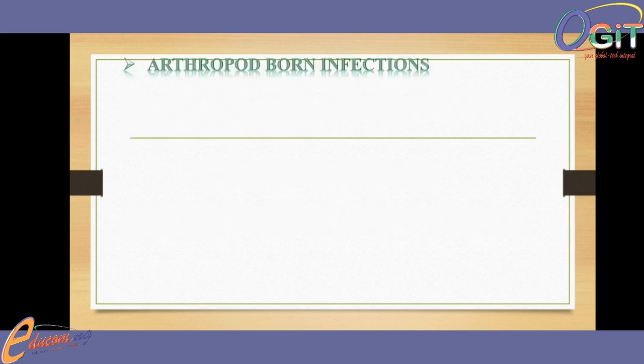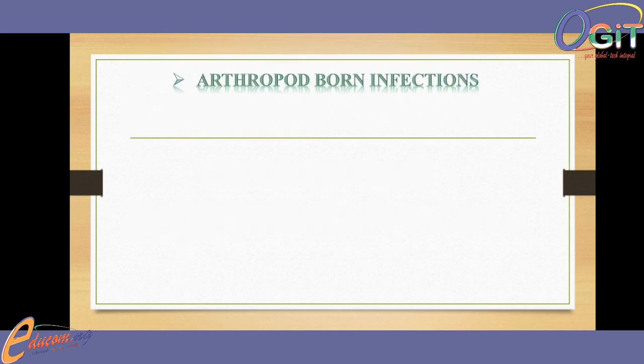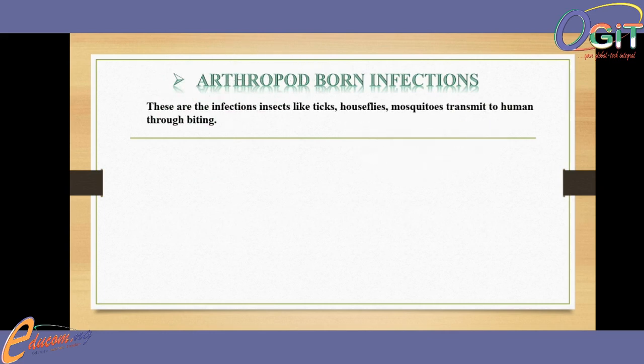Then we have arthropod-borne infections. These are the infections that insects like ticks, houseflies, mosquitoes transmit to humans through biting. We have malaria, filariasis, and plague.